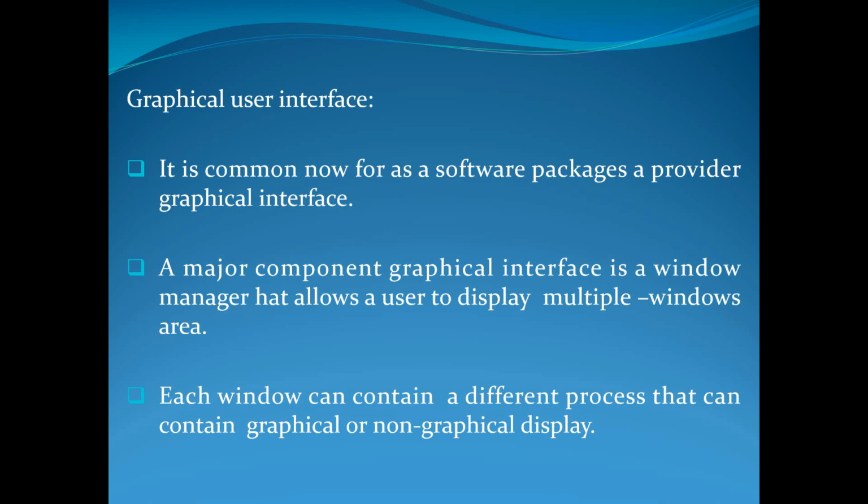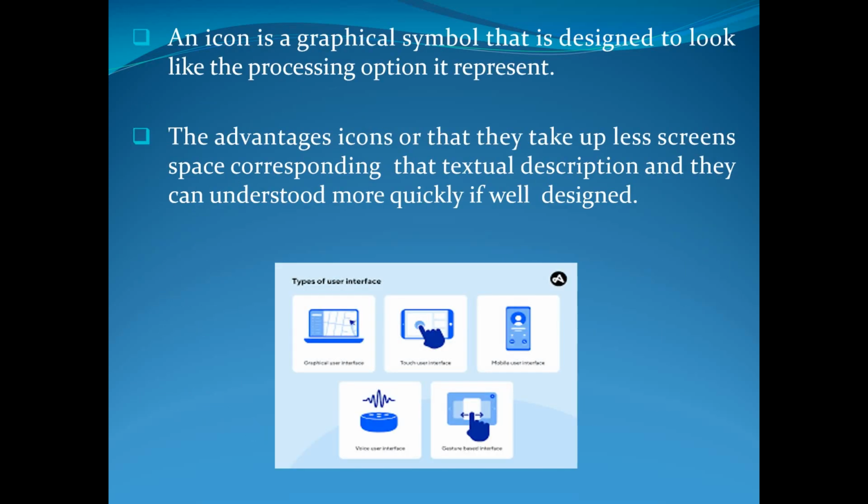So what is an icon? An icon is nothing but a graphical symbol that is designed to look like the processing option it represents. The advantage of icons is that they take up less screen space than the corresponding textual description, and they can be understood more quickly if well designed. Menus contain a list of textual descriptions and icons. The icons represent options for painting, drawing, zooming, typing, texting, and other operations concerned with picture construction. The last one is interactive graphics.